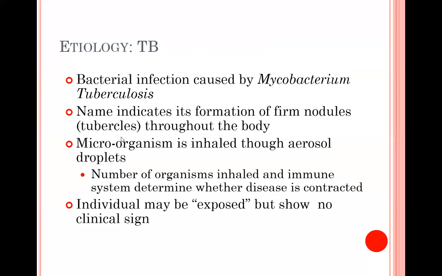So the etiology of tuberculosis, it's a bacterial infection. That's important for you to remember for quizzes and exams. Mycobacterium tuberculosis is the specific bacteria. The name indicates its formation of firm nodules or tubercles throughout the body. So we think of it as a lung disease, but these tubercles can be other places in the body. The microorganism is inhaled through aerosol droplets, and the number of organisms inhaled and the immune system determine whether the disease is contracted.